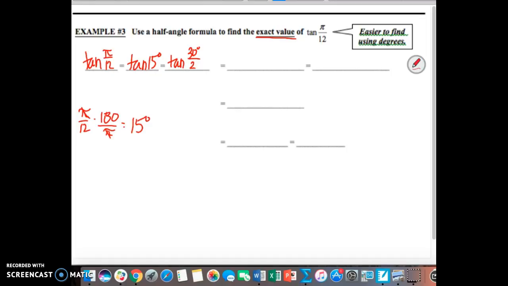So the formula we can use is sine of 30 degrees divided by 1 plus cosine of 30 degrees. So we know sine of 30 degrees is 1/2. So in our numerator we have 1/2. In our denominator we have 1 plus the cosine of 30 degrees, which is the square root of 3 over 2. So we have 1 plus the square root of 3 over 2.